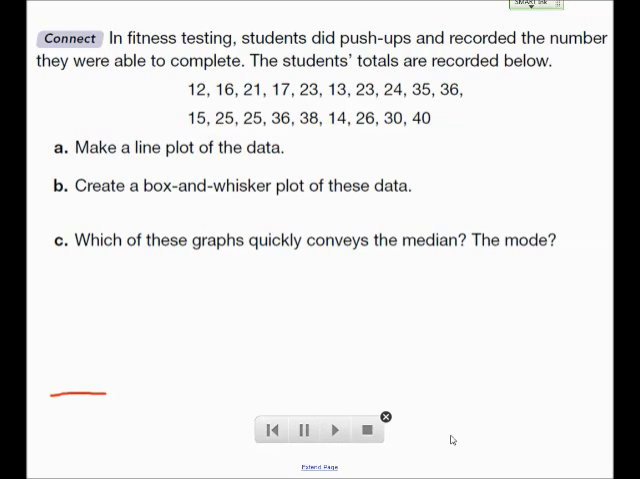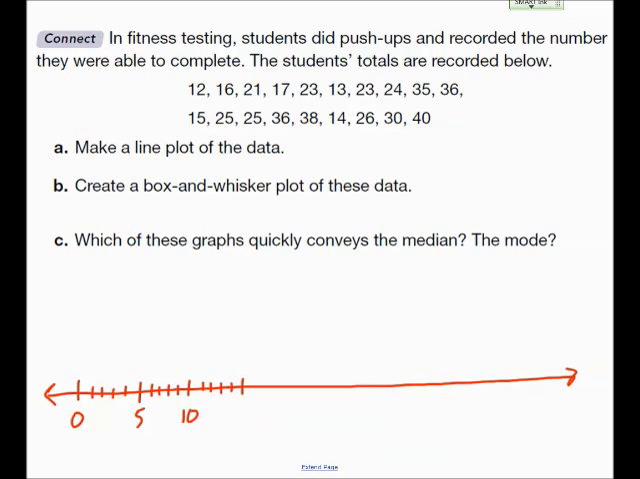Okay, here we go. So make a line. Seeing that the smallest number is 12 and the biggest number is 40, I'm going to go ahead and scale this. I'll just scale it from 0 up to 40 by ones. There we go, scaled from 0 to 40 by ones.